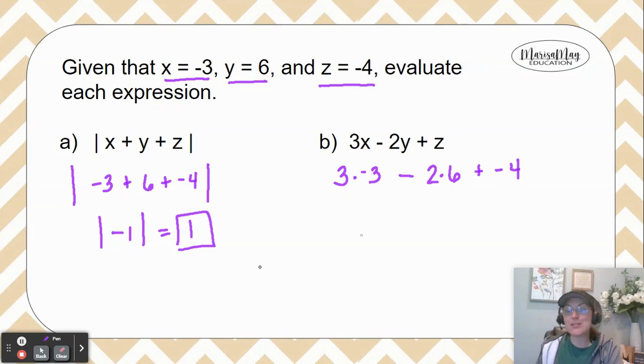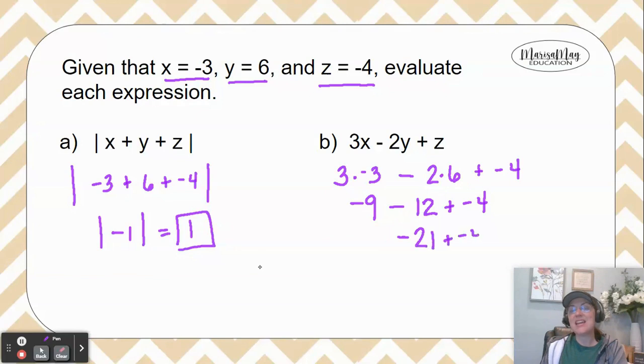Now the order of operations tells us we have to multiply first. So 3 times -3 gives me -9. And 2 times 6 gives me 12. And then we add -4. So now we'll add -9 minus 12. That'll give me -21. And -21 plus -4 gives me -25 as my value here.